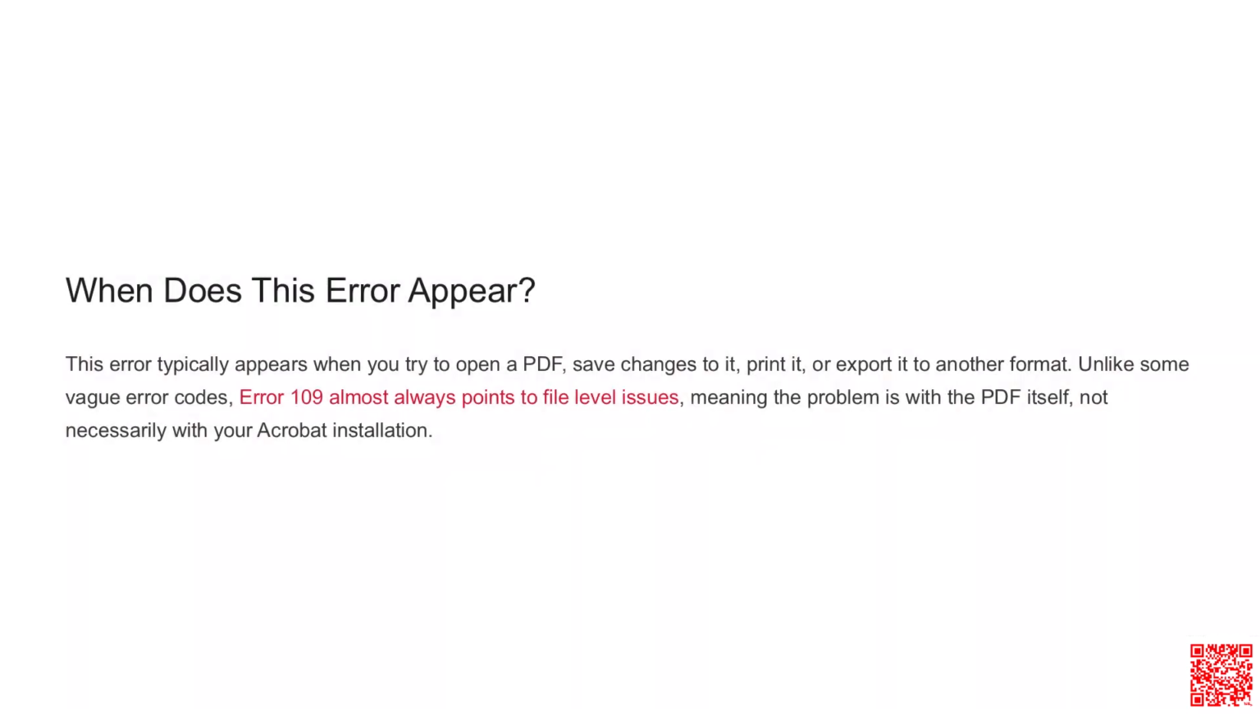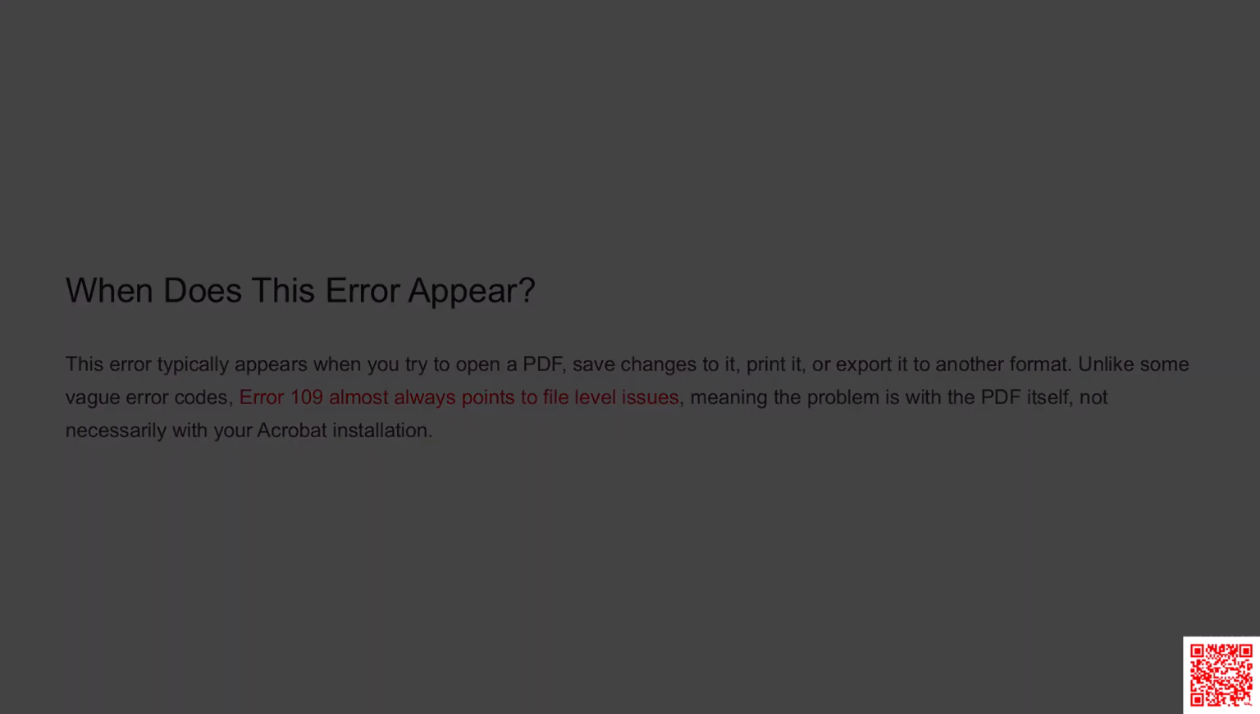This error typically appears when you try to open a PDF, save changes to it, print it, or export it to another format. Unlike some vague error codes, error 109 almost always points to file level issues, meaning the problem is with the PDF itself, not necessarily with your Acrobat installation.